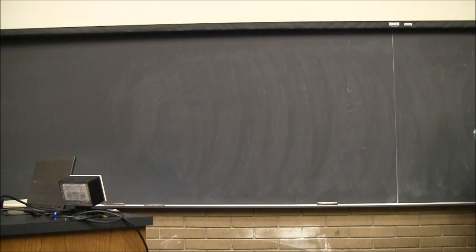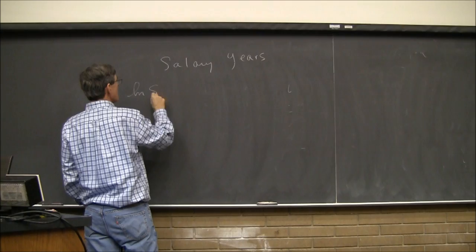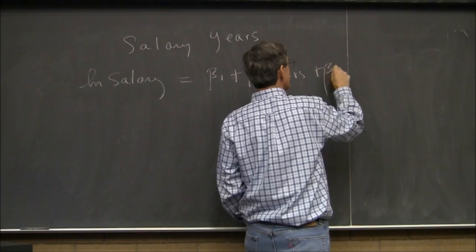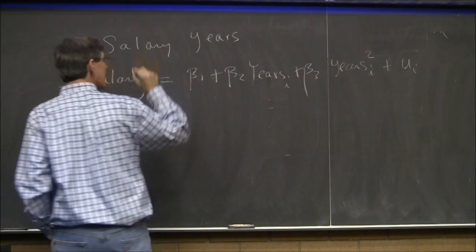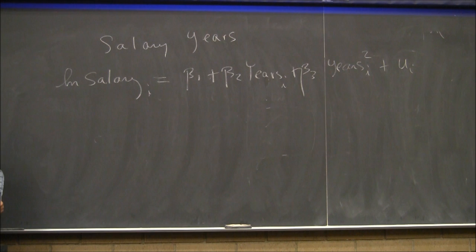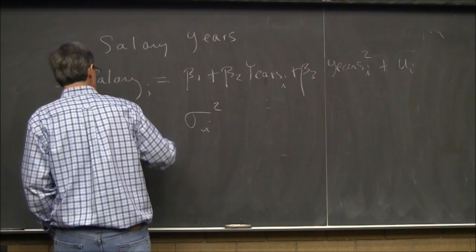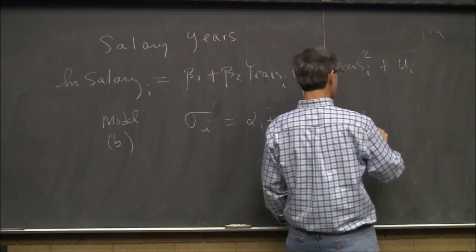So if you remember, we have a data set with salary and years, and our model is log salary equals beta 1 plus beta 2 years plus beta 3 years squared plus u_i. The data set went from 1 to 222. And I'm going to model sigma squared i, so here's the model of the variance, this is model D: sigma_i equals alpha 1 plus alpha 2 years plus alpha 3 years squared.